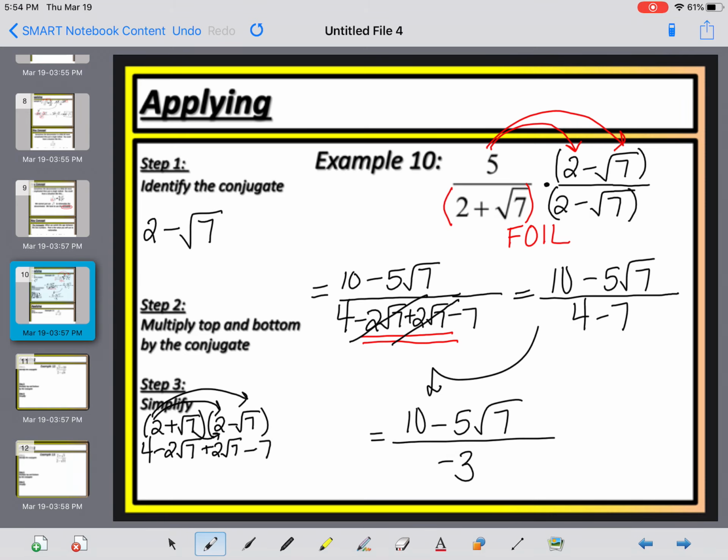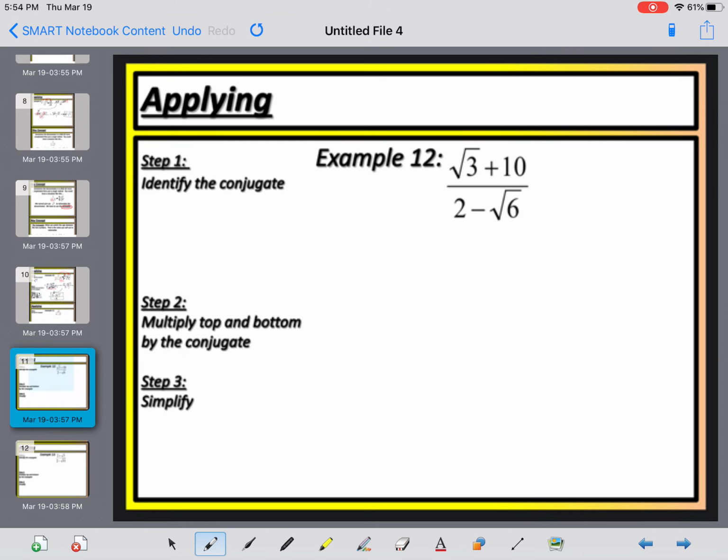There was nothing in the numerator that I could break down, and when I look at my 3 outside numbers, 10, 5, and negative 3, nothing simplifies into all of those. So this is my final answer. Okay, if you need to take a minute and pause the video to really look through the work and see what happened, I suggest doing that right now.